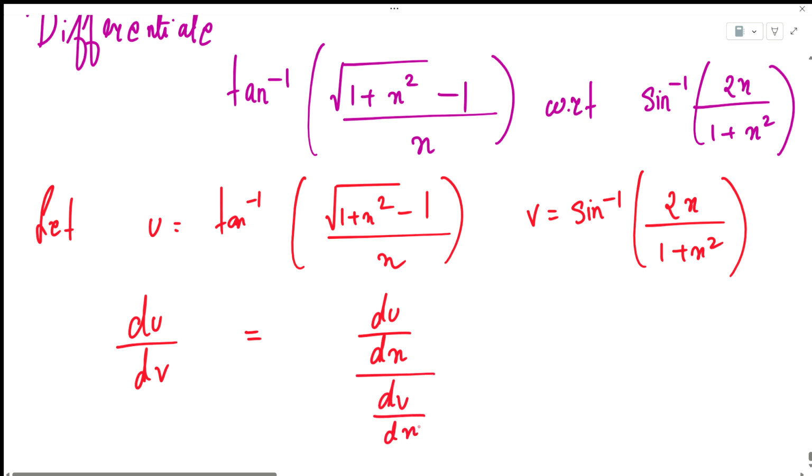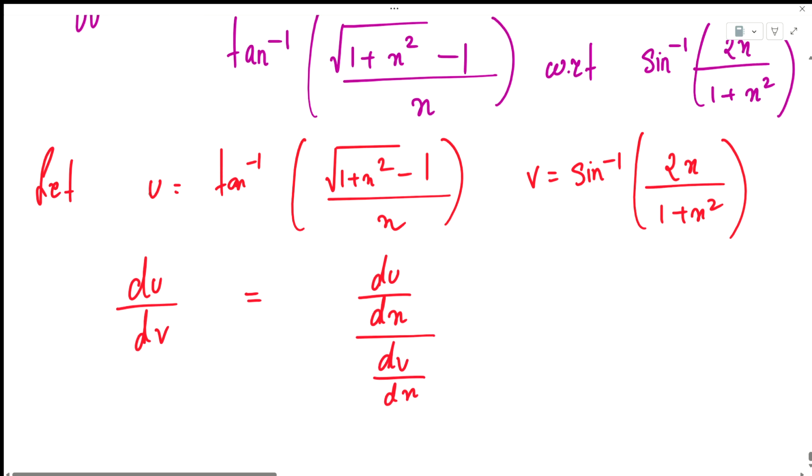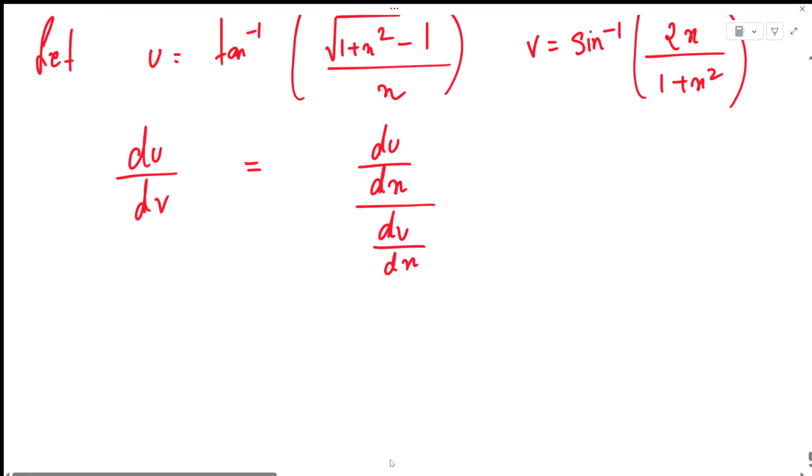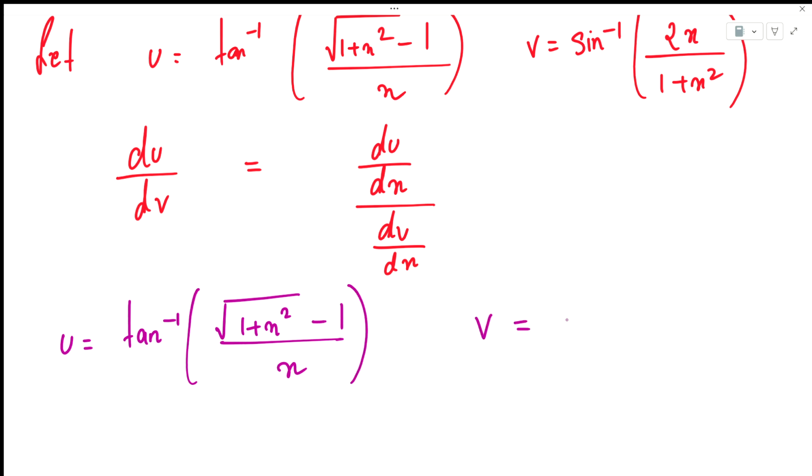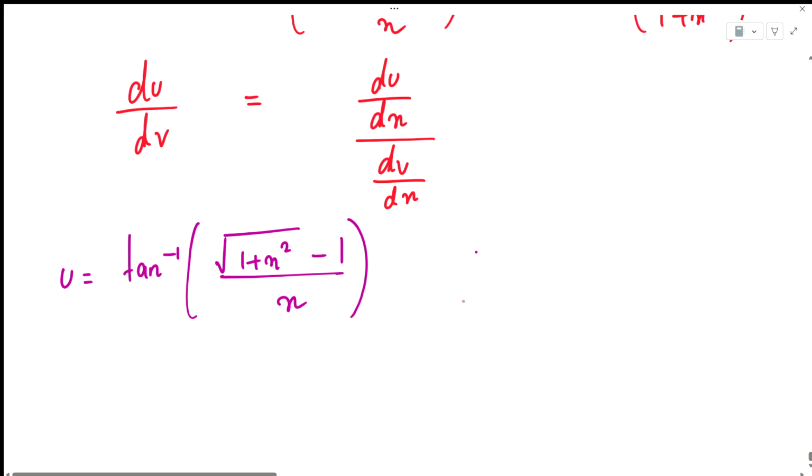Okay, so basically over here we will have to differentiate u with respect to x first, and then v with respect to x, and then basically divide both of them. Okay, so over here, what is my u? U is tan inverse square root of 1 plus x square minus 1 upon x. V equal to sine inverse. Let us solve the u part first. Okay, so basically what I'm gonna do is, to find the derivative, I'm gonna simplify this.